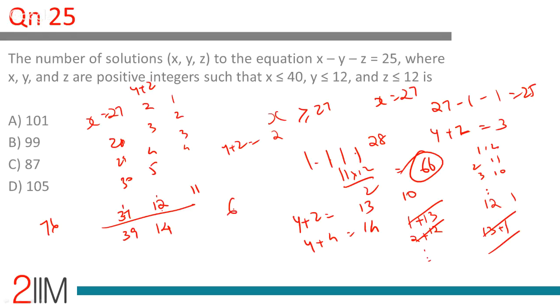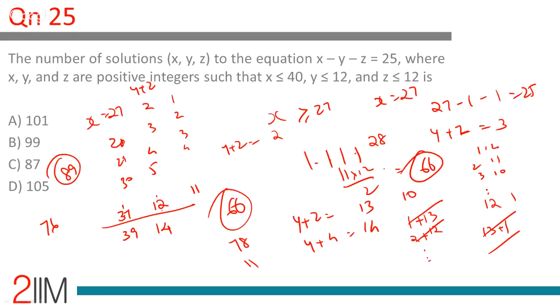So remember that the 66 are in the bag. Then this 1 and 12, all 12 will be in the bag, 78. And of the 13, 1 and 13 goes off and 13 and 1 goes off. So 2 get left out of 13, plus 11, I get 89 possible values. 66, or 11 into 12 by 2. Sorry, 12 into 13 by 2, 78, plus not all 13 but only 11. I get it as 89.